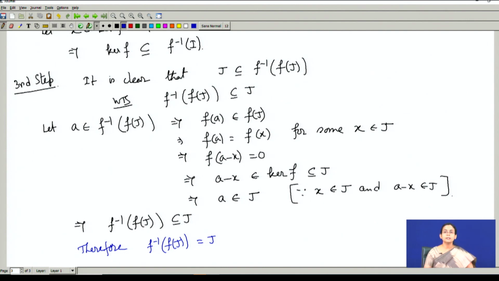Now, but this proof is not yet over, because I have to show that if you start with an ideal I in S, and then if you consider the pre-image and then again you go back to S via f, then you will get back your I. So, that is the next thing that I would like to show.